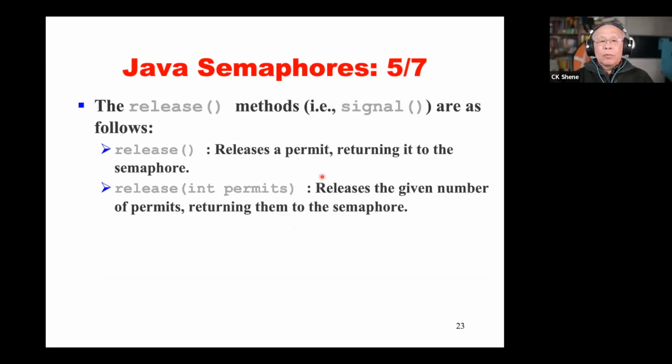So for release, the signal, it also has two forms. Release without an argument releases a single permit, returning that permit to the semaphore class. Or you could return multiple permits. So these are the very simple forms.